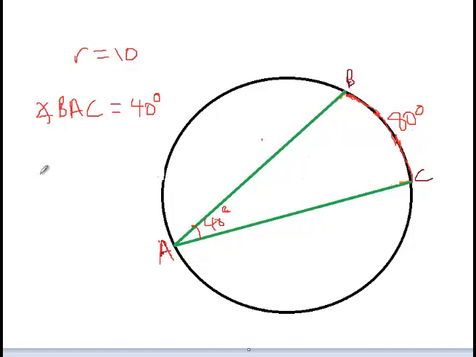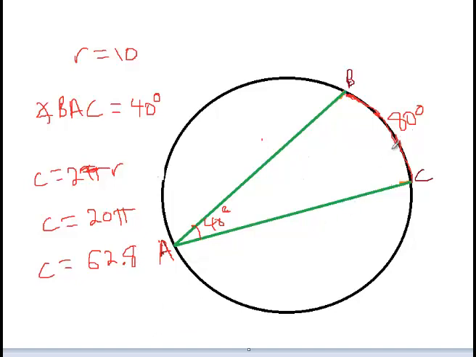Let's take the circumference of the whole circle, 2 pi r. Radius is 10 in this case. 2 times 10 is 20. So the circumference of the entire circle is 20 pi. We'll round off 20 pi to 20 times 3.14, which is 62.8. So the entire circumference of the circle is about 62.8.